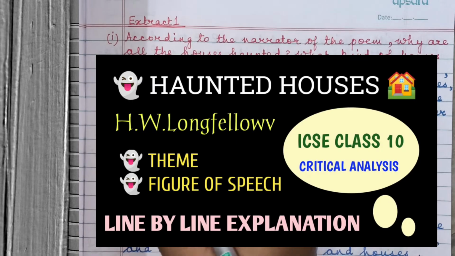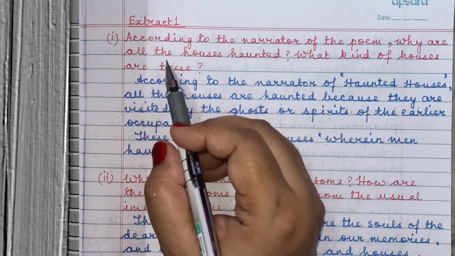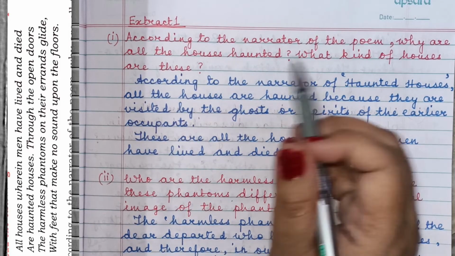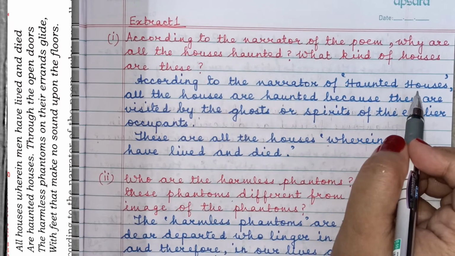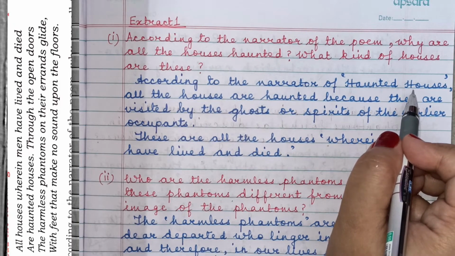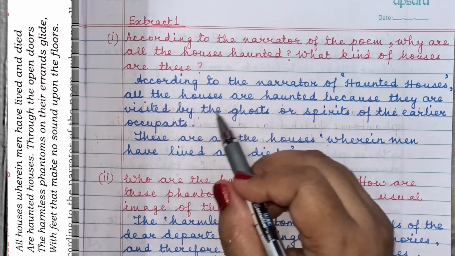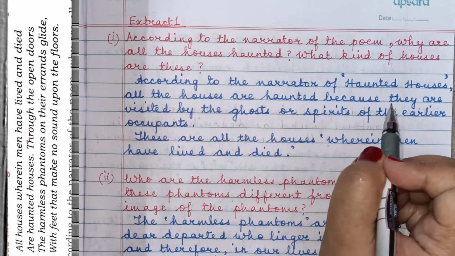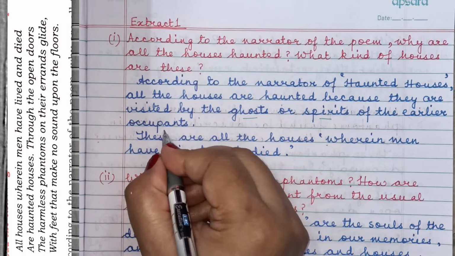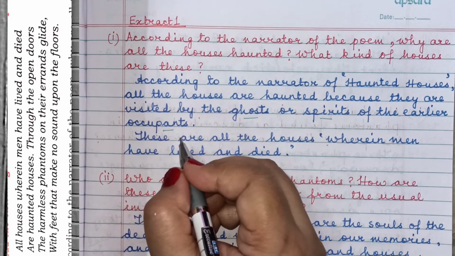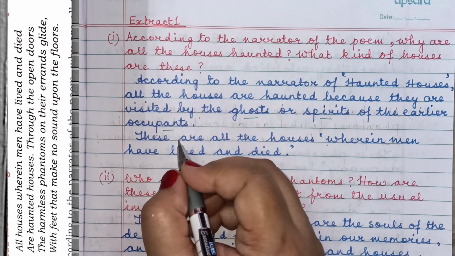Without wasting much of your time, let's begin with extract number 1. Question 1. According to the narrator of the poem, why are all the houses haunted? According to the narrator of Haunted Houses, all the houses are haunted because they are visited by the ghosts or spirits of the earlier occupants, the former inhabitants of the houses.